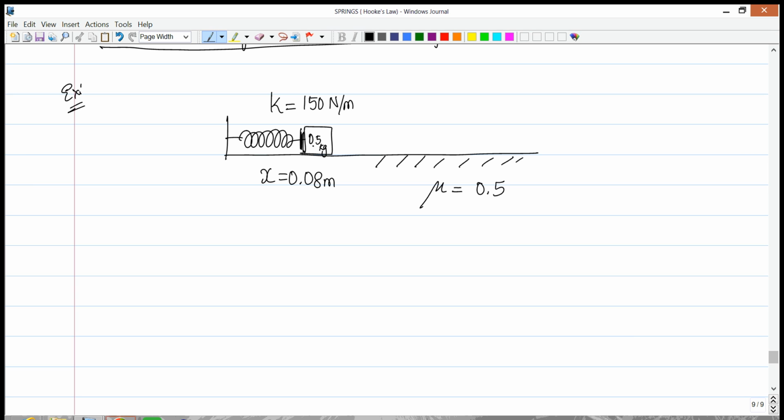So the block is at rest and it is released. Now when it's let go, the spring pushes this block. Once this block is completely out of touch with the spring, it starts to slide on a rough surface. The coefficient of kinetic friction is 0.5. And our question is, how far does it travel on the surface?